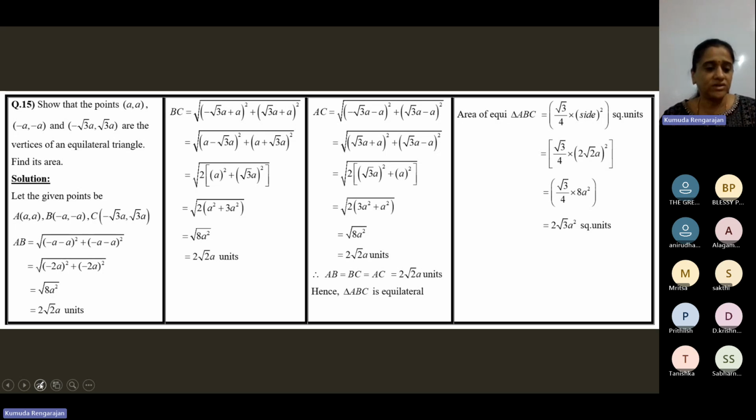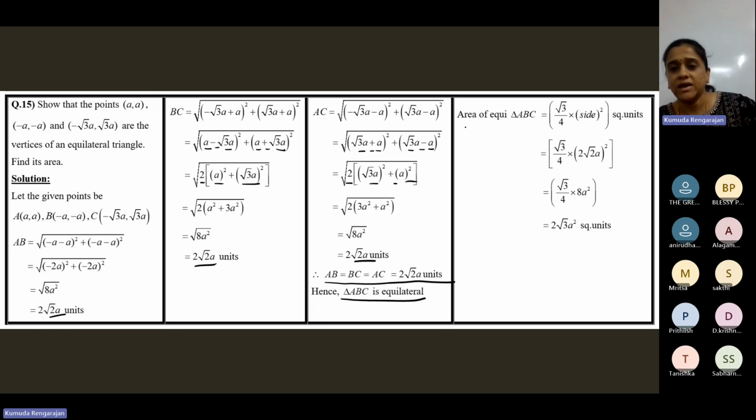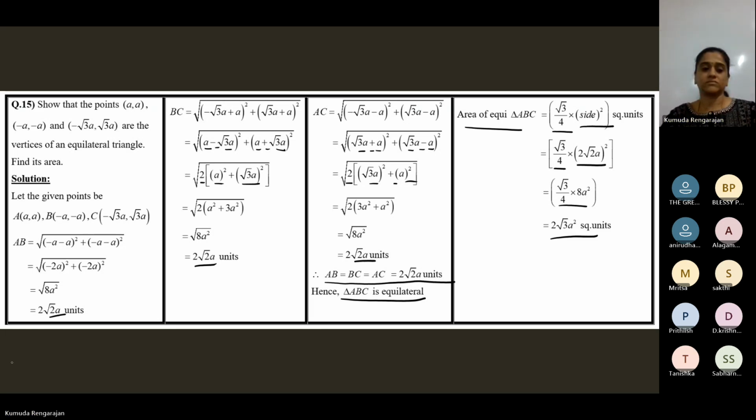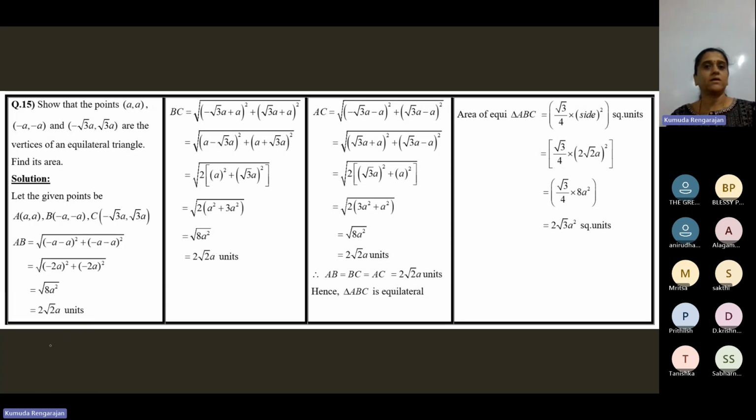So I've used the identity you can see here. X minus y the whole square plus x plus y the whole square is equal to 2 of x square plus y square. When you find AC also, x plus y the whole square plus x minus y the whole square is equal to 2 of x square plus y square. We've used the formula. So everywhere it is 2 root 2a. AB, BC, AC all 2 root 2a. Hence equilateral triangle. Area root 3 by 4 into side square. I'll share this image, okay?